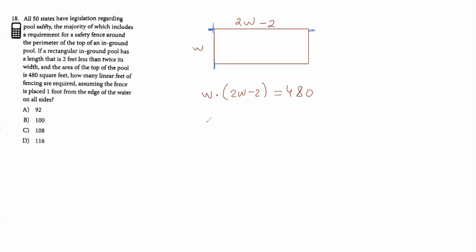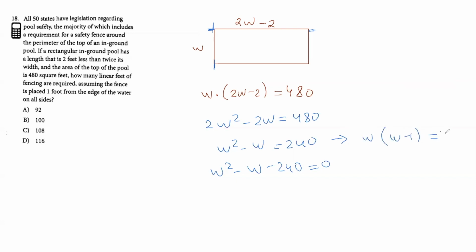Width, 2 W square minus 2 W is equal to 480. Let's divide both sides by 2. W square minus W is equal to 240. W square minus W minus 240 is equal to 0. Or you can write it like this: W times W minus 1 is equal to 240. What two consecutive numbers do you know whose product is 240? That's 15 and 16. I can write 16 and 16 minus 1 is 15. The product of them is 240. So W is 16, and it is 2W, 32 minus 2, it is 30.